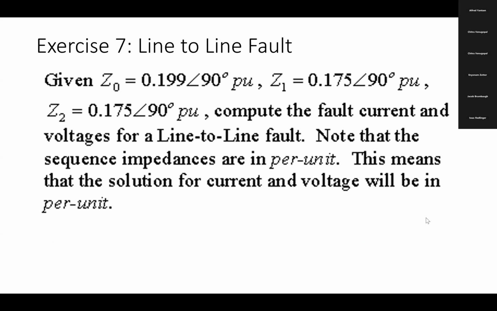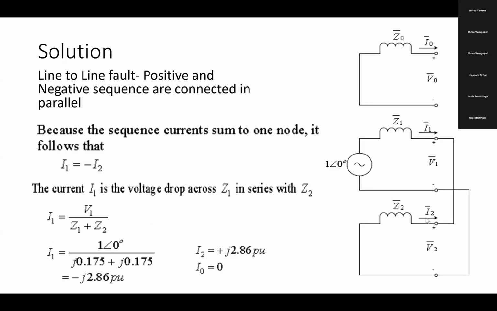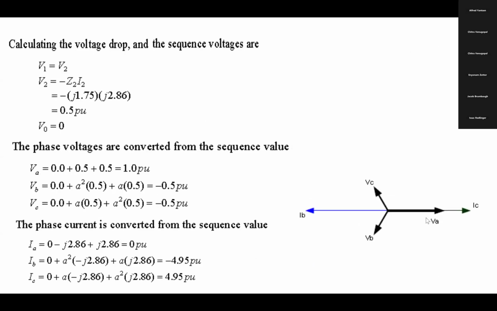Same problem, line to line fault. If it is a line to line fault, you are connecting only the positive and negative in parallel, whereas the zero sequence must be left out. So calculate I1 equal to minus I2, calculate I1, I2, I0, and then IA, IB, IC, V1, V2, V0, VA, VB, VC. You can clearly see here, VA is normal, 1 per unit, whereas VB, VC are less. Whereas IA is 0, IB, IC are higher values. This is how the diagram looks.